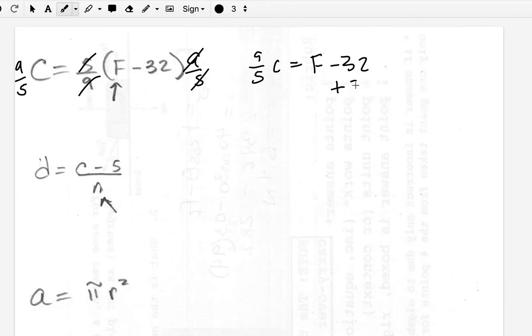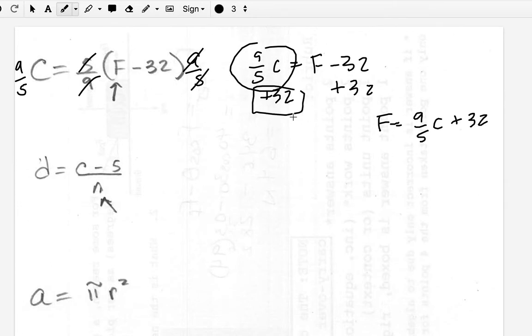Adding 32 to both sides, we get f is equal to 9/5 c plus 32. And you could check: at centigrade 0, which is freezing, Fahrenheit is 32. And at centigrade 100, you would get Fahrenheit 212.